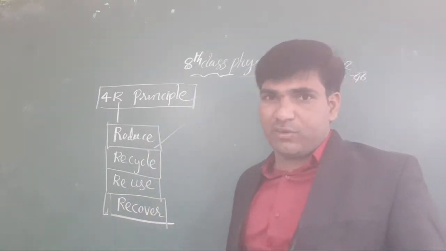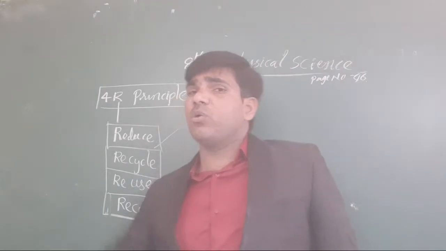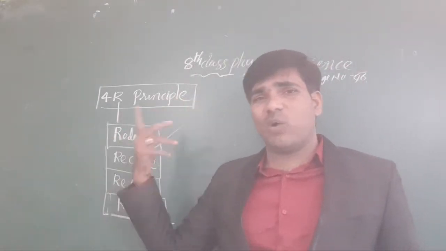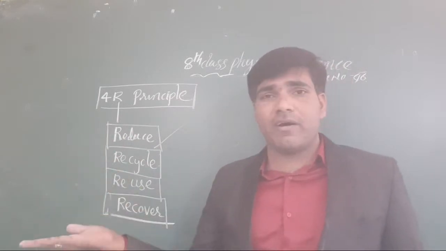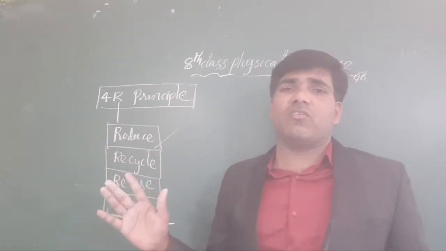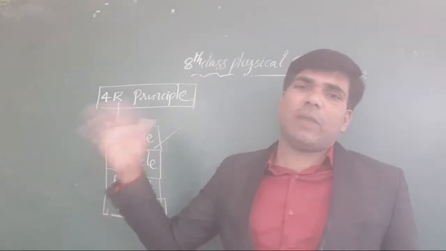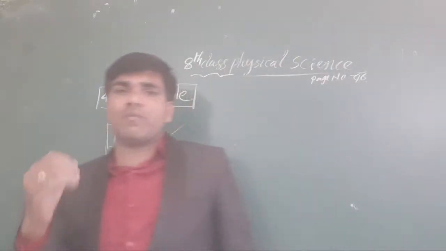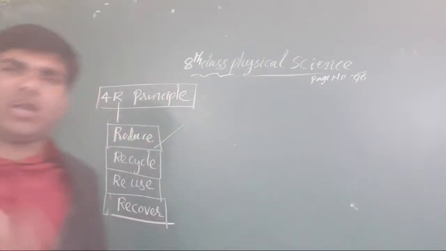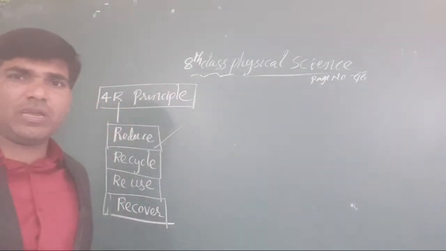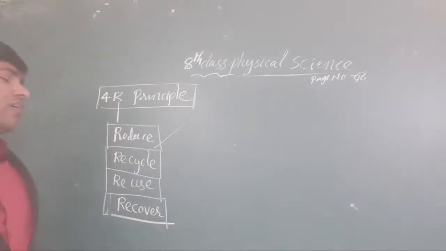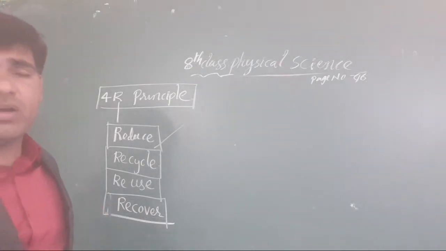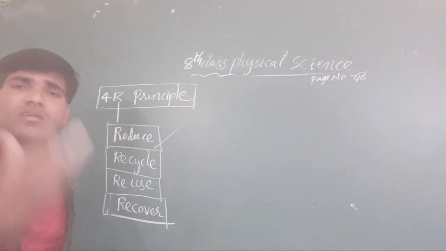One is reduce. What is reduce? When you go to functions or marriages, there is food and drinking water. Now everything is plastic only. In place of plastic things, you may use some metal things. Yes, that gives us a reduction in the usage of plastic.